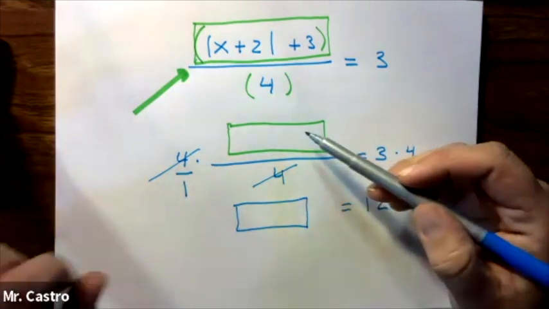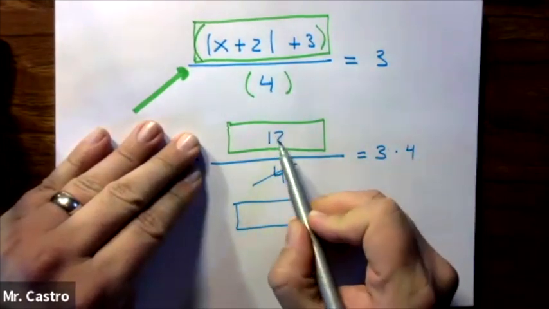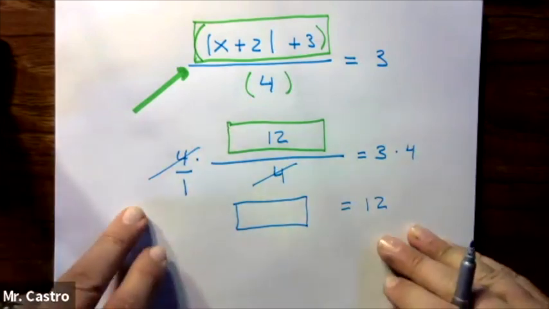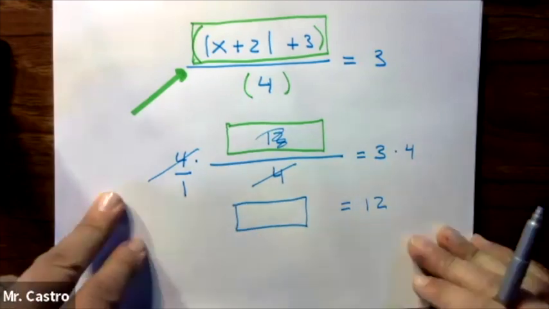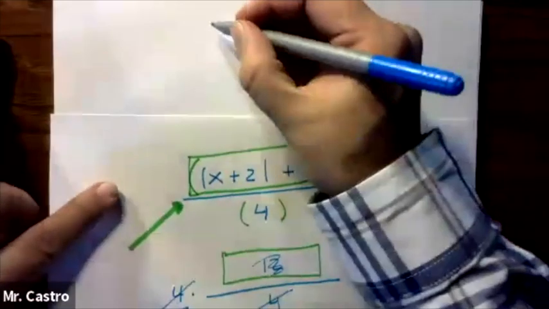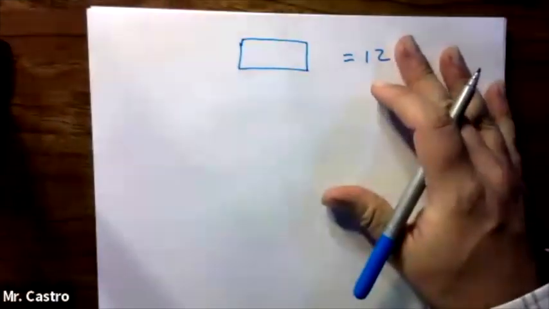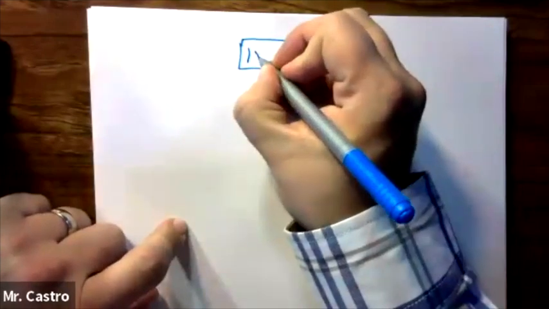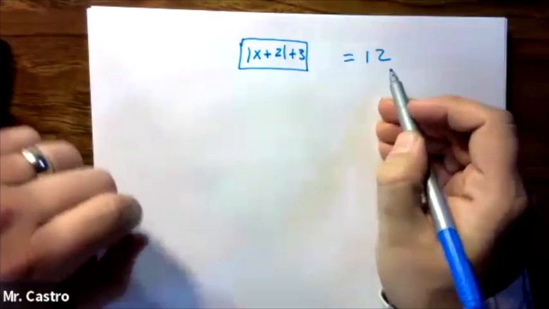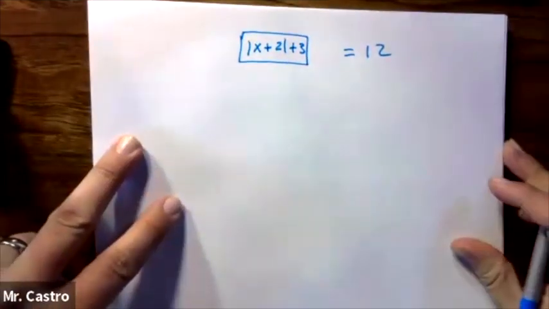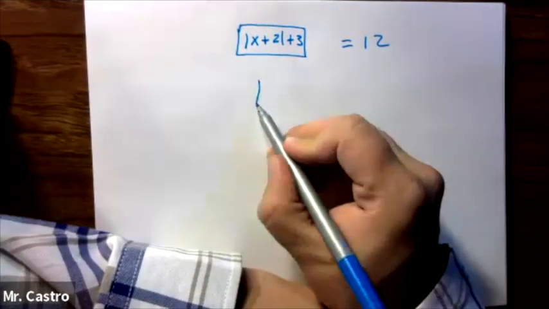All right, and so if you looked at it logically, some number divided by 4 equals 3, you know that the number that has to go in here has to be 12. Okay, so if the rectangle has to be 12, that means that the absolute value of x plus 2, plus 3, has to be 12. All right. The absolute value of x plus 2, plus 3, has to be 12.